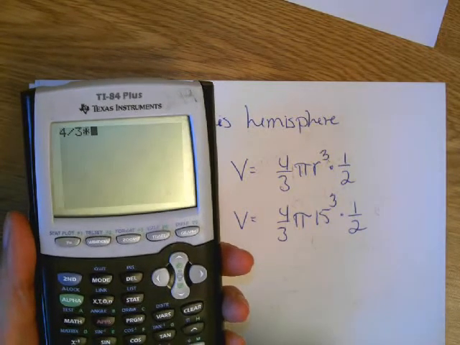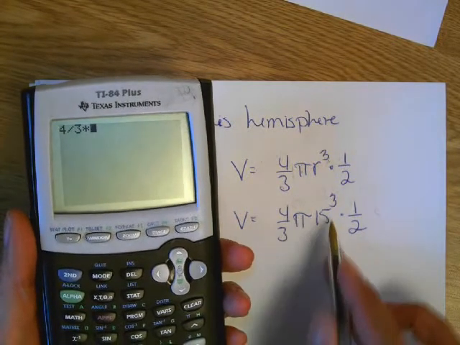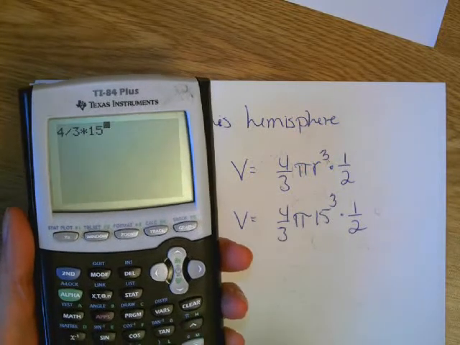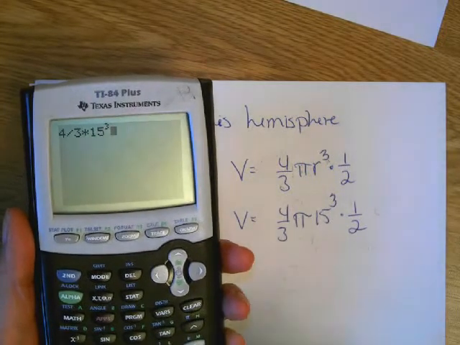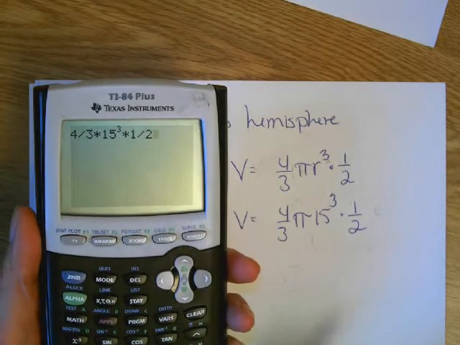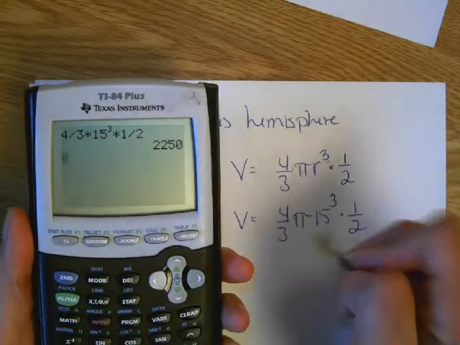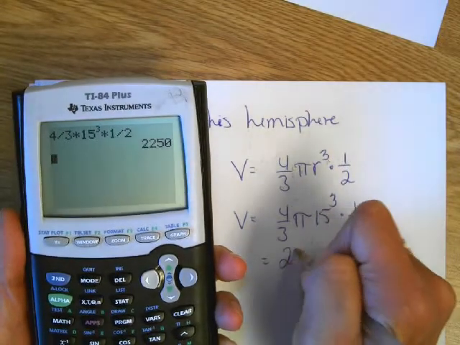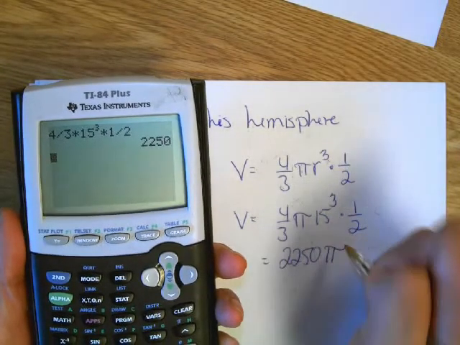So 4 divided by 3 times, I'm going to skip over the pi, 15 cubed, and then times 1/2. So our volume will be 2250 pi.